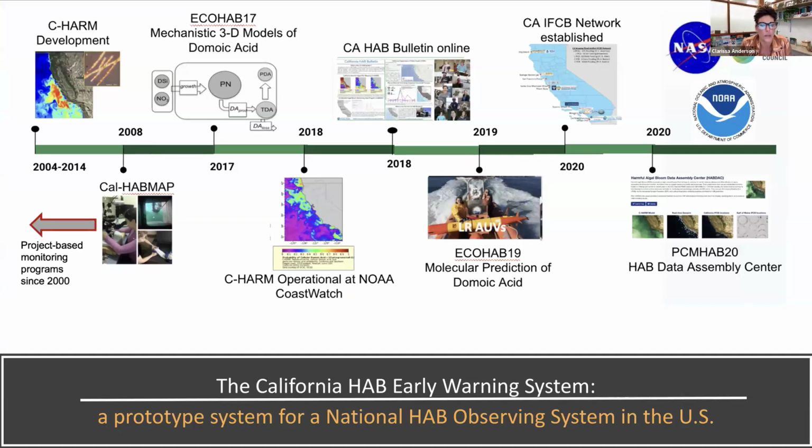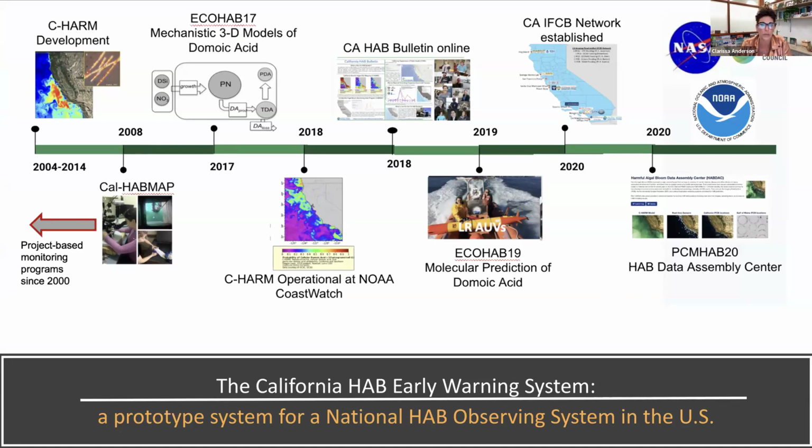It's worth noting that what we're calling now maybe like a holistic early warning system for HABs in California really has its origin in the early 2000s as we started to really understand the gravity of Pseudo-nitzschia blooms in particular and domoic acid events and their impacts on wildlife, ecosystems, public health.